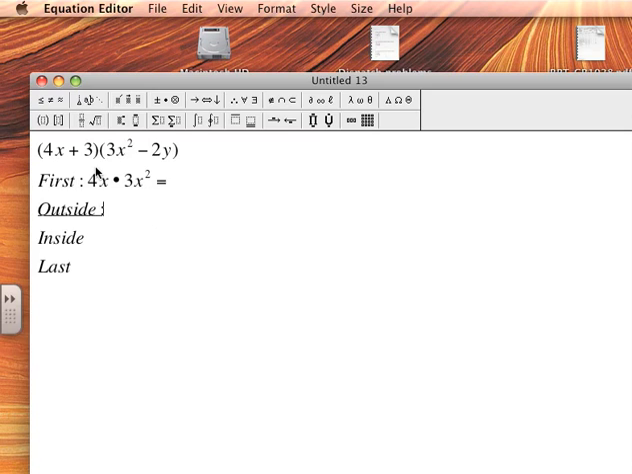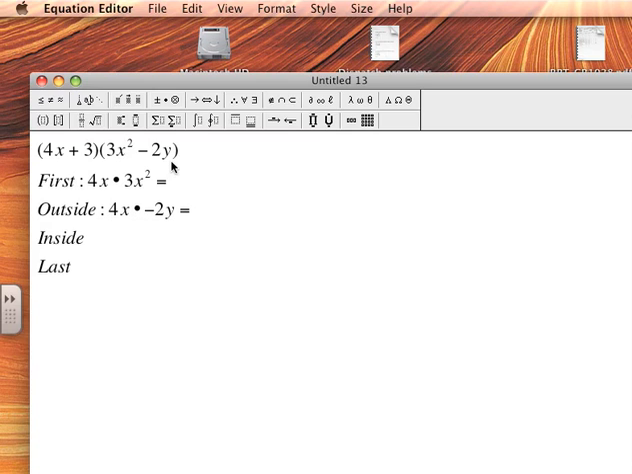Now, when I say outside, if I look in the middle is where the two parentheses are touching. So when I say outside, I'm looking at the two terms that are farthest away from the middle possible. Well, if I look to the left, the farthest term possible is 4x, times, and farthest away from the middle on the right side would be negative 2y.